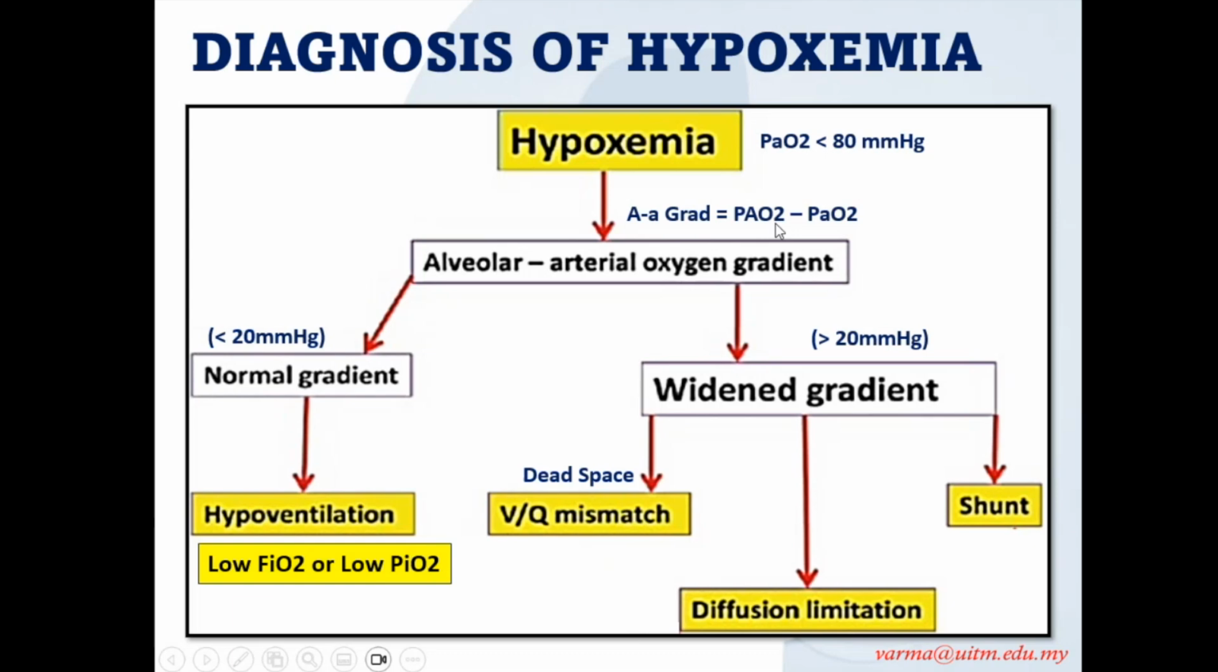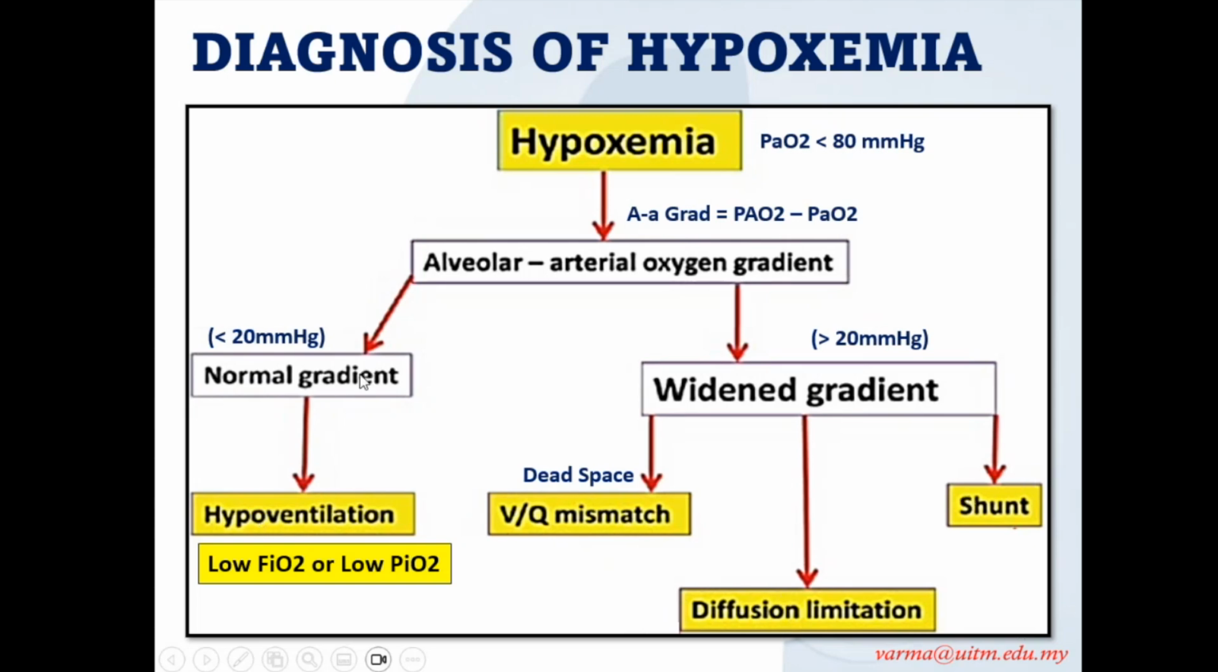The widening occurs more when there is a significant increase in PaO2 or a significant drop in arterial PO2. So that is the widening gradient. When does this happen? When you calculate your A-a gradient, if it's more than 20 millimeters of mercury, we think of VQ mismatch, diffusion limitation, or shunt. So these are the 5 causes we have.